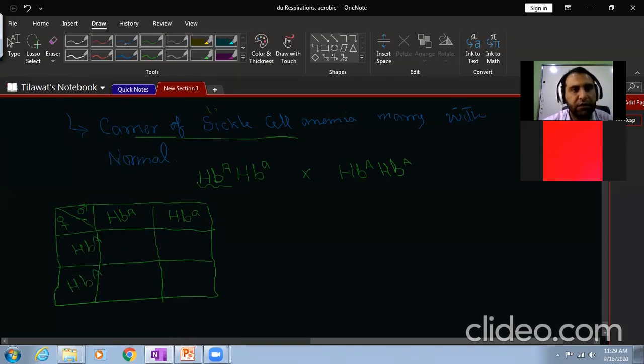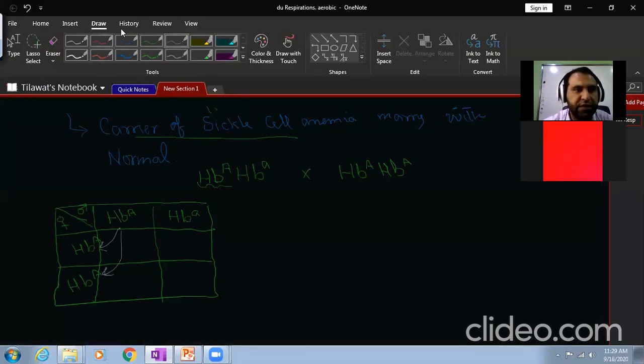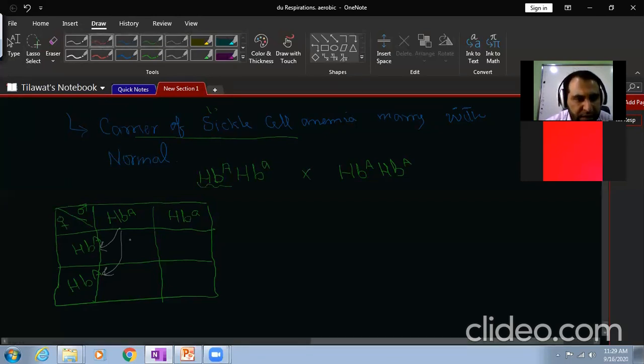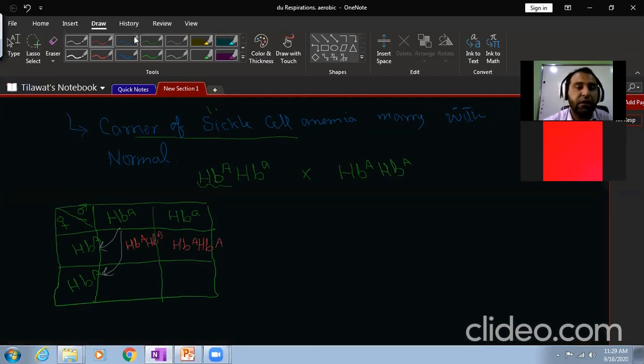How will you do the cross? This first allele with this and then with that. So put the values here. HbA and HbA for this normal one, right? And this HbA and HbA. It means these two offspring are normal. Am I clear? All right.